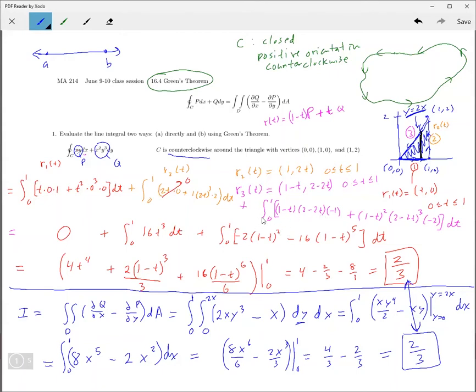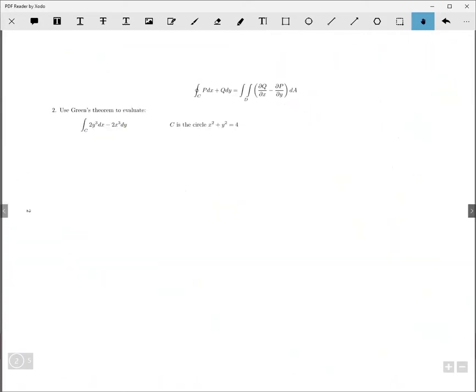But then the other thing could happen. The area could be much easier than this one, and then we would want to calculate an integral like that instead. So we just have to keep that in mind.